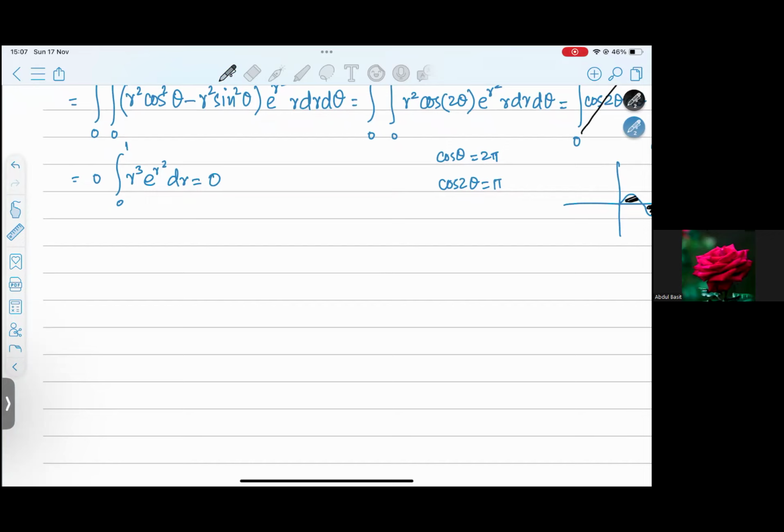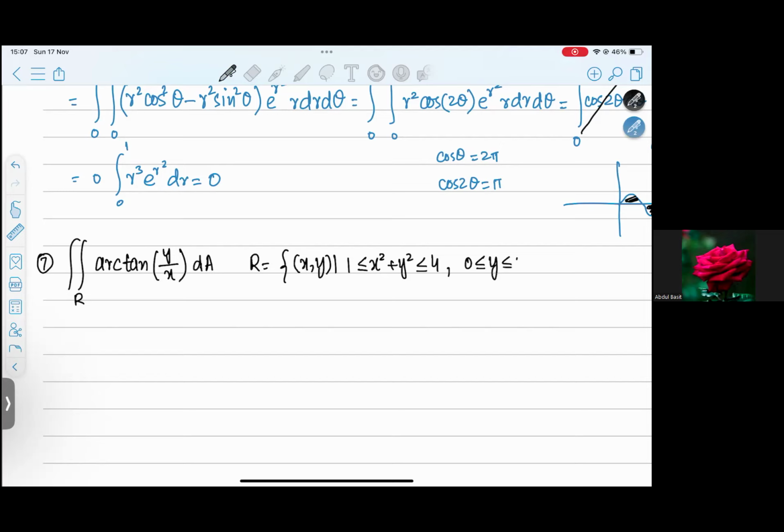The next question is evaluating the double integral of arc tan of y over x, over the region R, if the region R is x square plus y square is greater than 1 and less than 4, and y is greater than 0 and less than x square. Oh, it's just x.